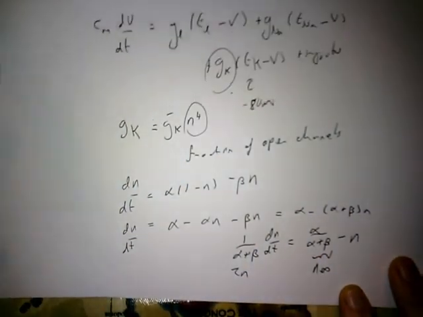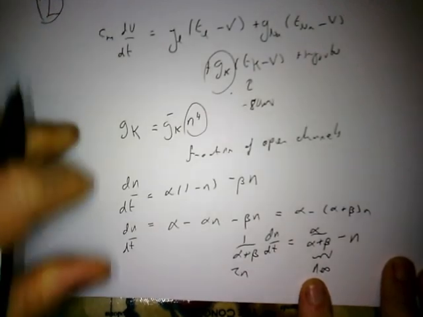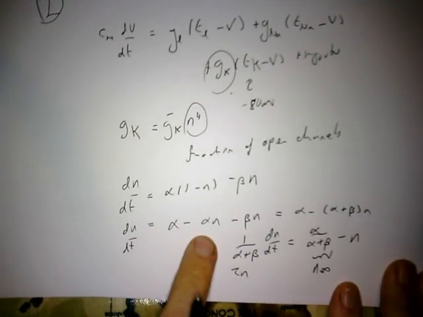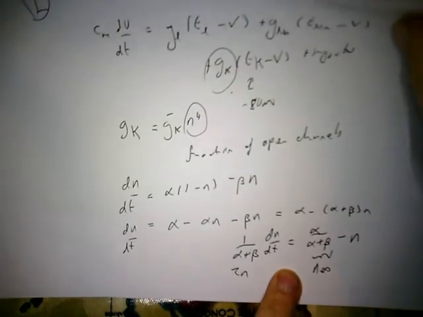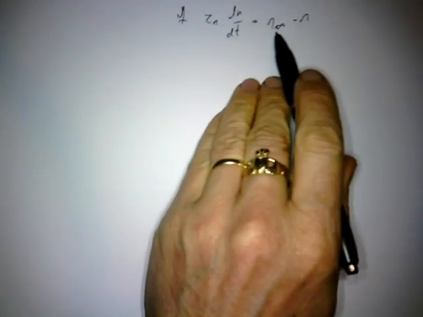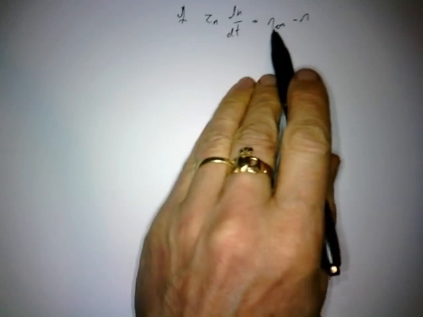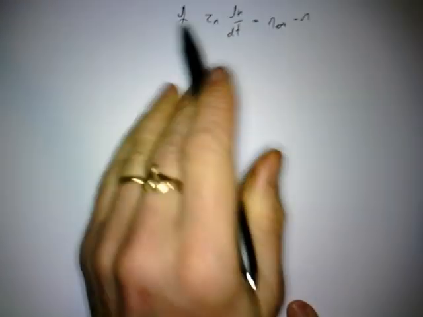So you can see, I started off by describing this in a simple way in terms of transition probabilities, but we can also write it in a way that looks a lot like the equations we've studied before. So I'll write that again at the top here. So we have tau n dn dt is equal to n infinity minus n. And in our usual interpretation, n is heading towards n infinity. That's why we call it infinity. It's where n would be after an infinite amount of time has passed, and tau n is just a time scale.